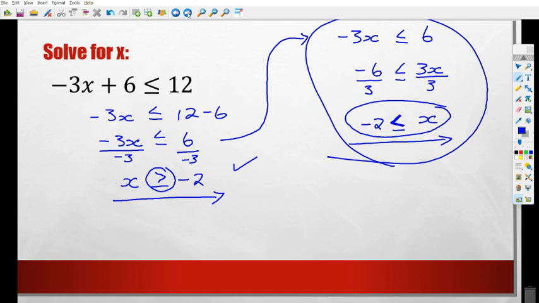If there's anything about this that you didn't understand, please rewatch the video. It's very important that you understand this part, because I'm always going to be dividing by negatives when I'm dealing with inequalities.